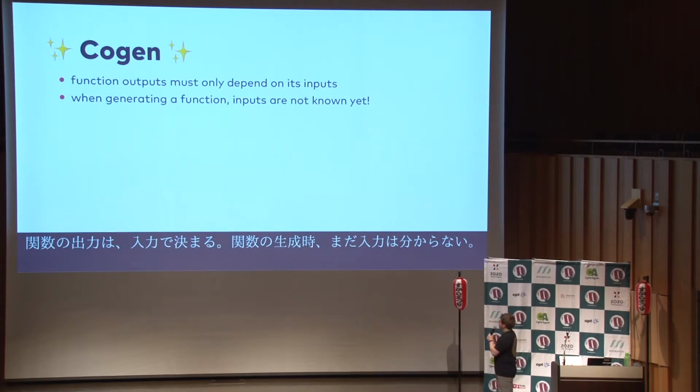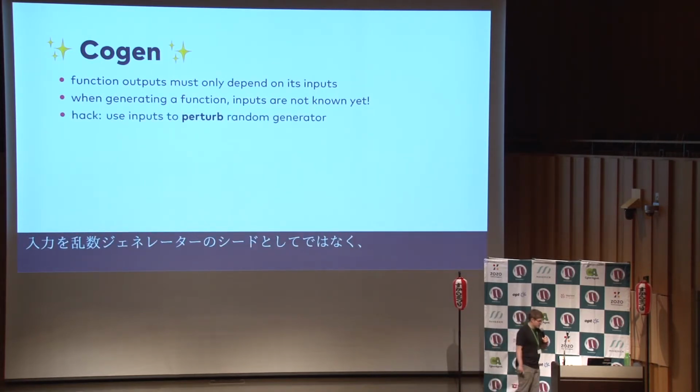But when generating the function, we don't know the inputs yet. So what can we do about that? We can use the inputs to perturb the random generator, right? So we take a random seed, we just generate it at random, and then the function takes an argument, and then we use that argument to somehow change this random seed, and then produce a result from that.